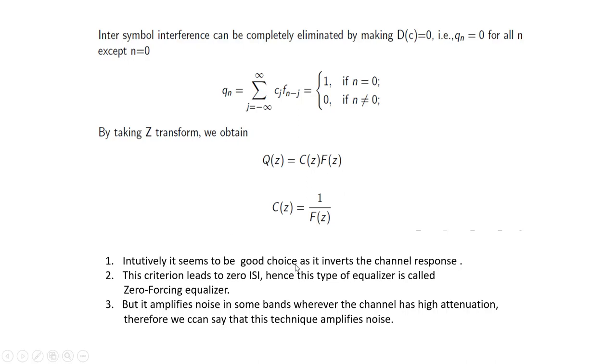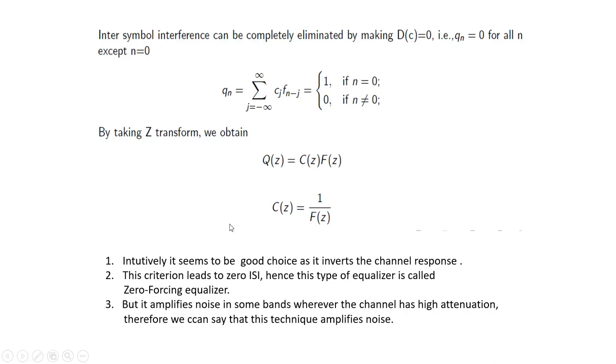Intuitively, it seems to be a good choice as it inverts the channel response. That's very true, because whatever the channel response is, we just invert it, so we will be free of all the ISI present in the signal. This criteria leads to zero ISI. Hence, this type of equalizer is also called a zero forcing equalizer, because it makes ISI go to zero.